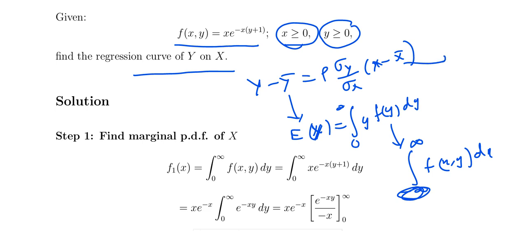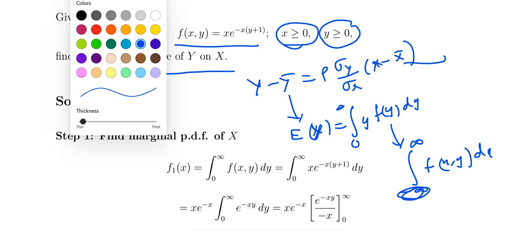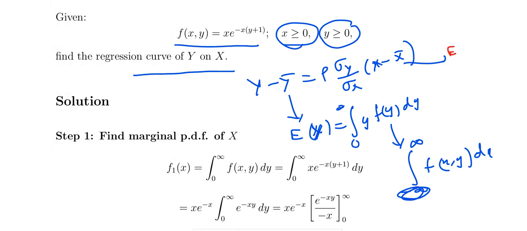If you need E of x, x bar is E of x. E of x is the integral of x into f of x dx. For f of x, the marginal density function of x, it is the integral from 0 to infinity of f of x, y dy. Correct? f of x, y dy.